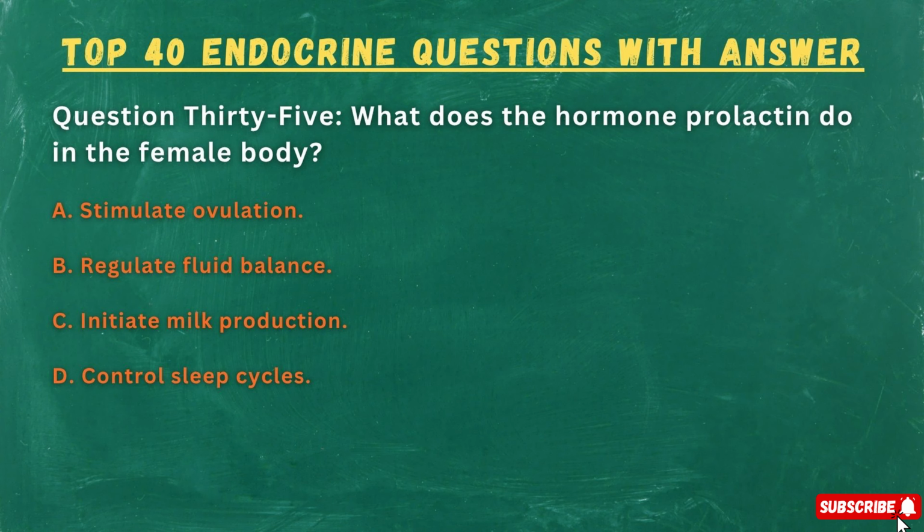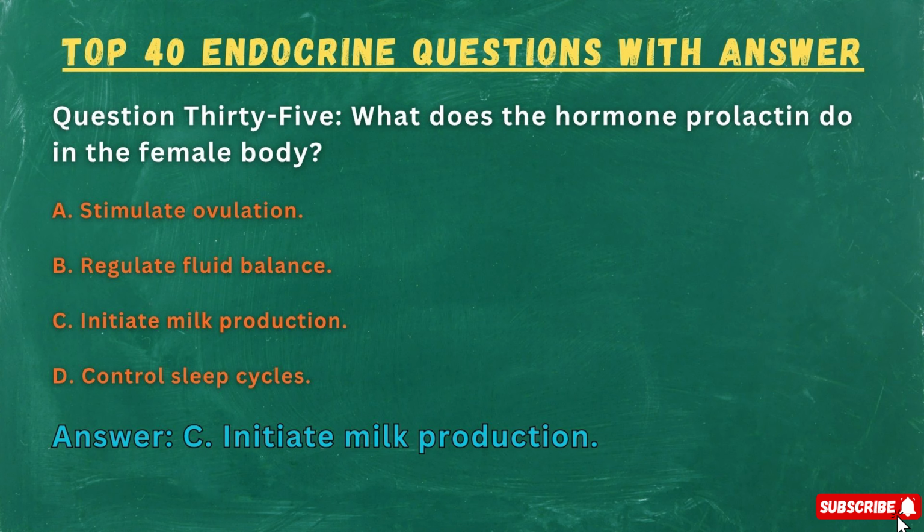Question 35. What does the hormone prolactin do in the female body? A. Stimulate ovulation. B. Regulate fluid balance. C. Initiate milk production. D. Control sleep cycles. Answer: C. Initiate milk production.